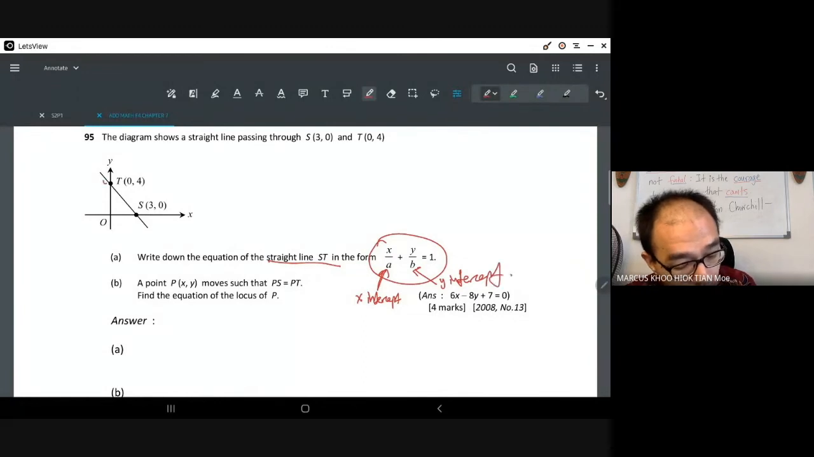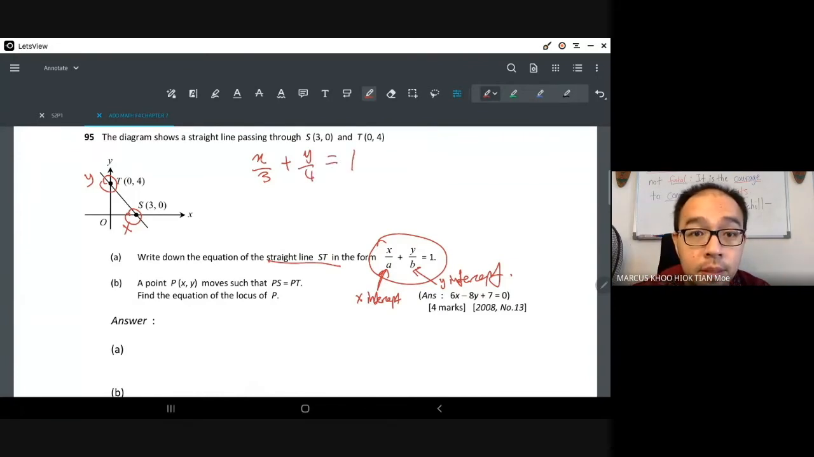Okay, so this is the y-intercept, this is the x-intercept. So jawapan kita adalah x over 3 plus y over 4 equals to 1. Okay, that's the answer for that.